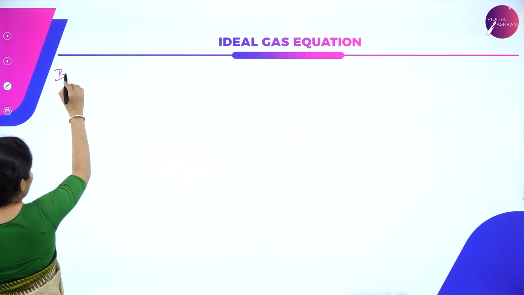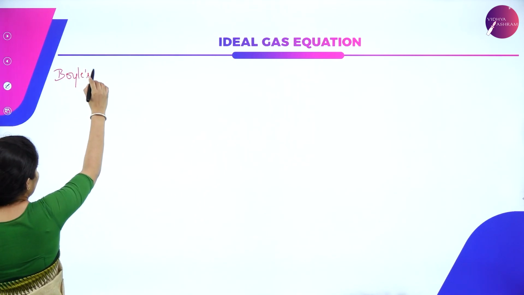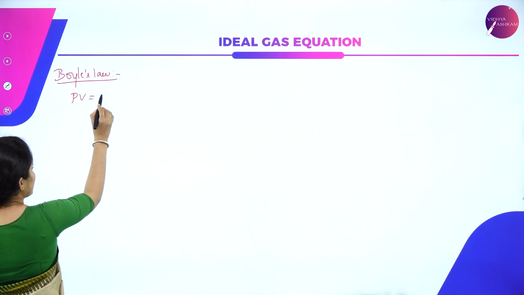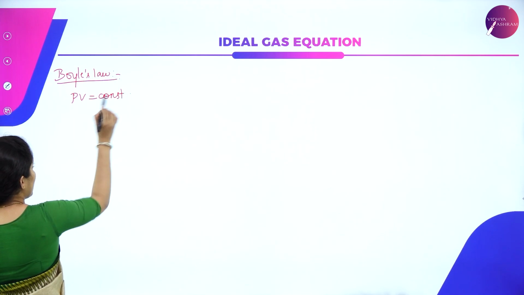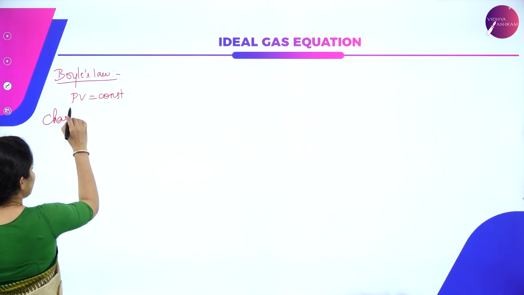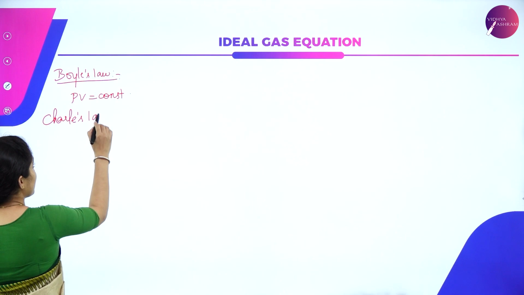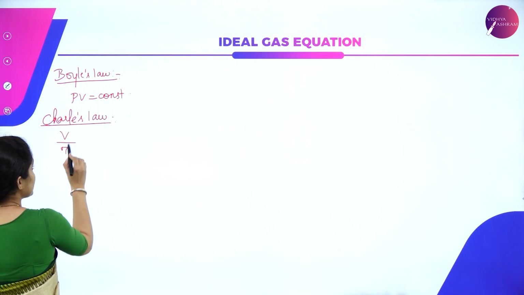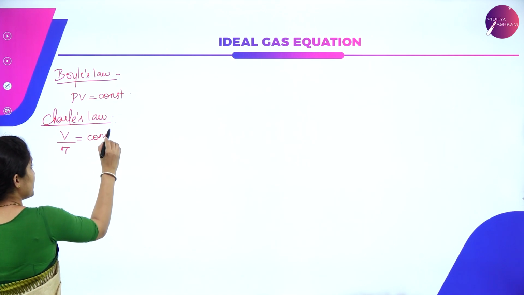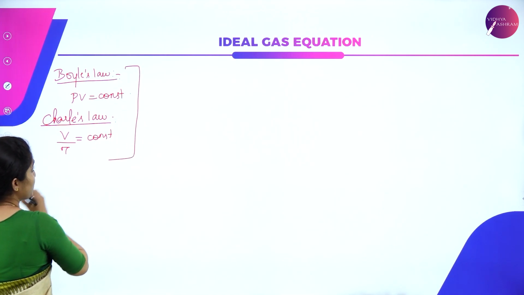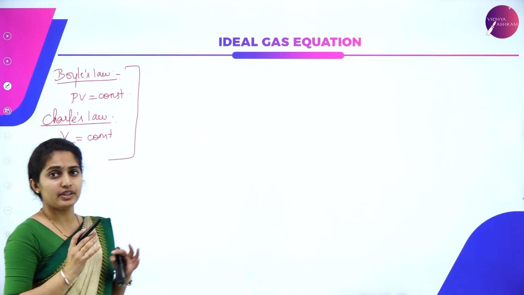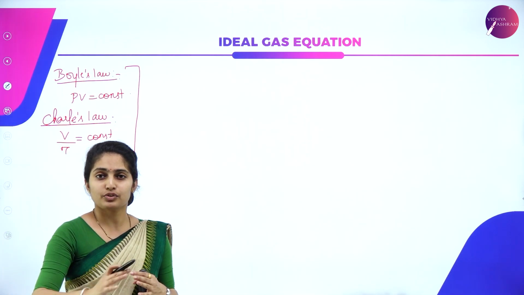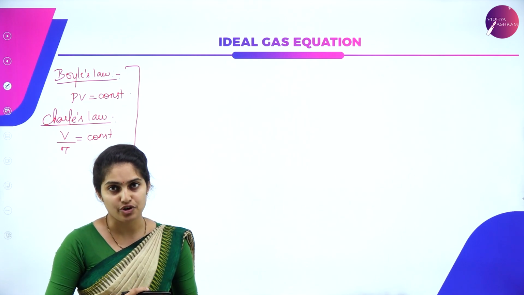So Boyle's law, we had a concept of PV is equal to constant, and Charles' law, we had a concept of pressure is constant, so V by T is equal to constant. So these two are the terms we have to know. So first of all, let us consider a gas. 1 mole of a gas is considered. So we have to give an ideal gas equation for it.